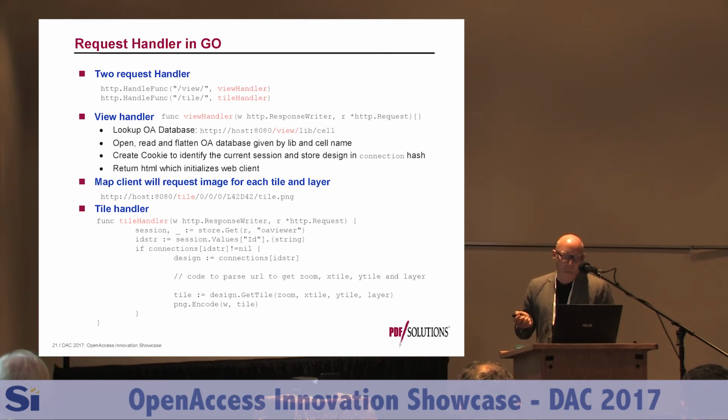The map itself will then, for every tile, so every zoom level and tile, send a request to the server. So in this example, tile and then zoom level, X, Y, and so forth. I'll explain more later. And the tile handler simply says, give me the tile for that zoom level, that X, Y, and that layer. And then it sends an encoded image back.